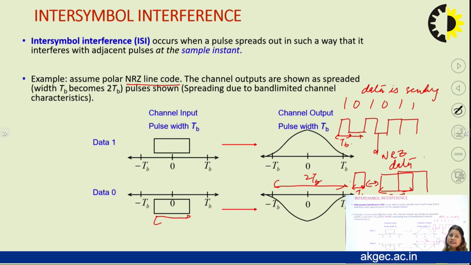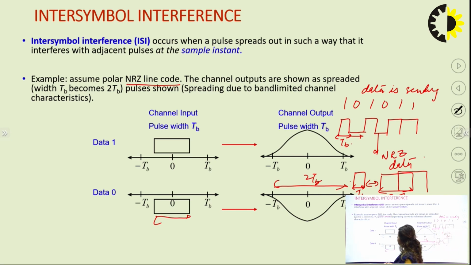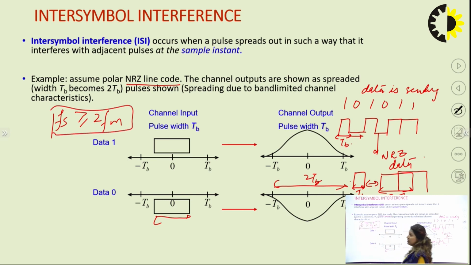To avoid intersymbol interference, there are various methods, out of which the method we are discussing here is the Nyquist criteria. We already know about the Nyquist method, or Nyquist frequency: the sampling frequency Fs must be greater than twice Fm. We already discussed this in communication engineering: the sampling frequency Fs must be greater than or equal to twice the maximum frequency of the message signal.